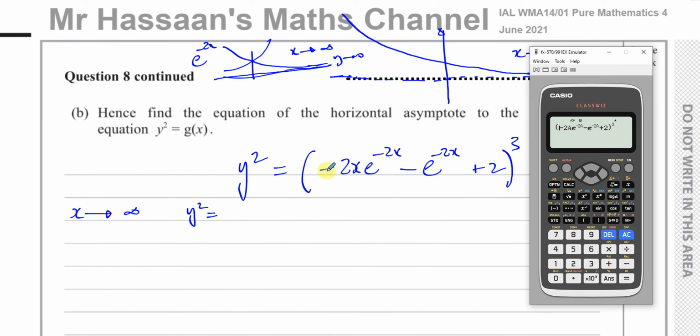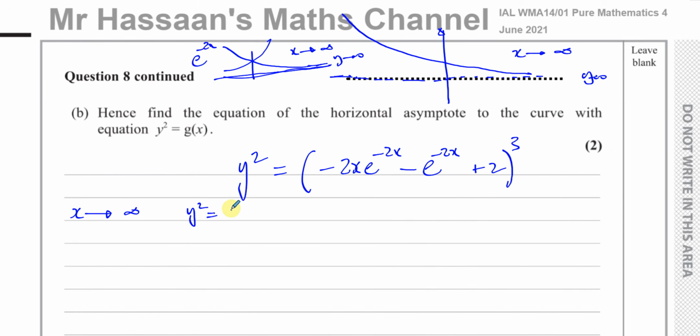Exactly what this is. Minus 2 times, I've replaced the x with 1 million. So the x here, the a here is in my calculator 1 million. So minus 2 times a million, e to the power of 2 times a million minus e to the power of minus 2 times a million plus 2 cubed. That's what I've got written here. When I press equals, it gives me the value 8.